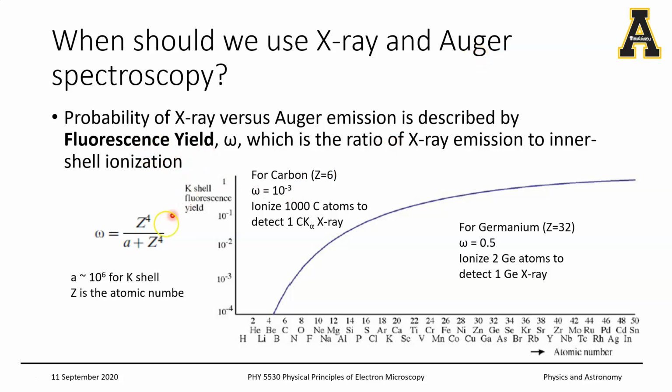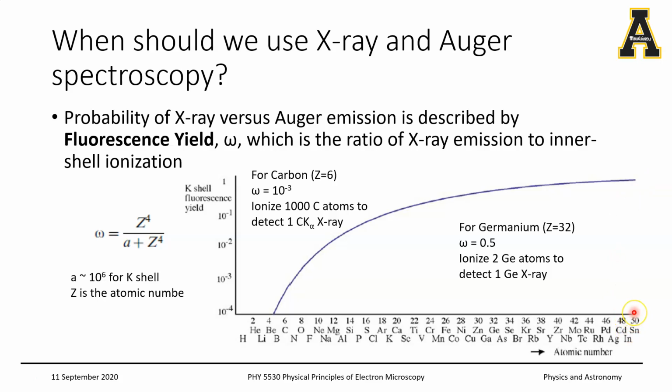So if you plot the fluorescence yield, which is also a function of the atomic number, and A is a constant which is specific for the K shell, a number 10 to the power 6, then if you plot atomic number on the x-axis and the K shell fluorescence yield, so this is with the assumption that you're looking at the K shell ionization, you will see that it goes from 10 to the negative 4 to about 1, right?